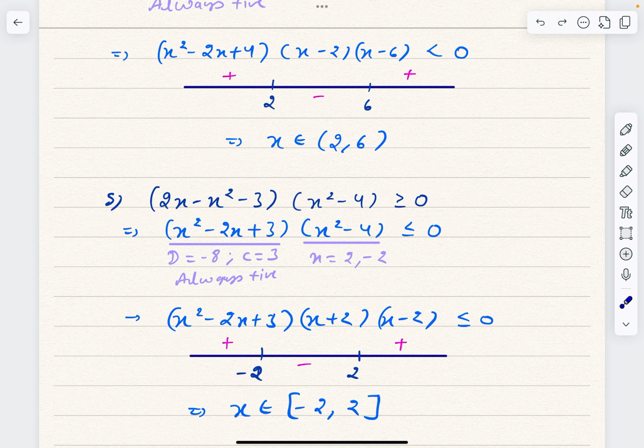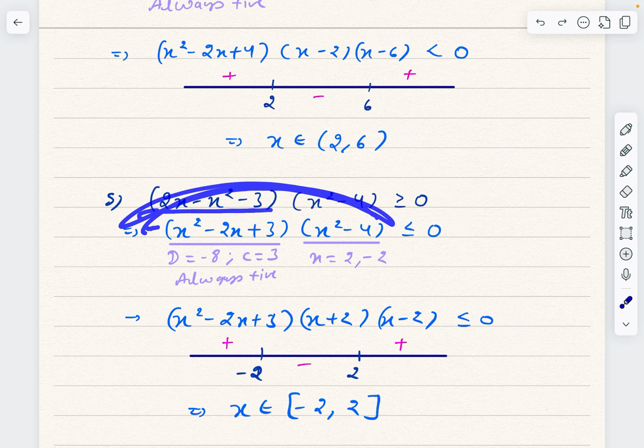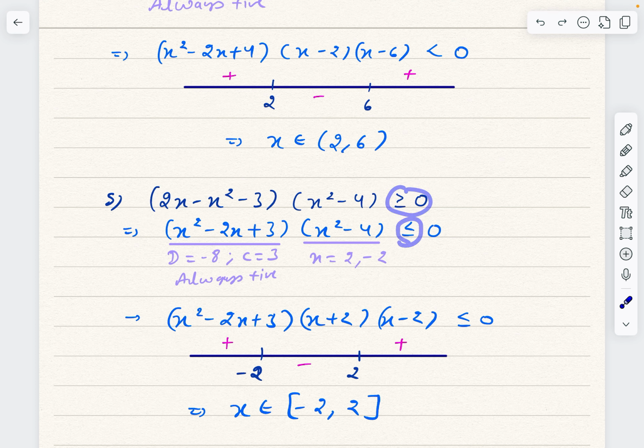Let's start the discussion. See, in this first quadratic, we have minus x square. We are more used to when the x square term is positive. So I'll take the negative common outside and then multiply both sides by minus 1, which will change the inequality. So it was greater than or equal to 0, now it will become less than or equal to 0. So you get x square minus 2x plus 3 into x square minus 4 less than or equal to 0.